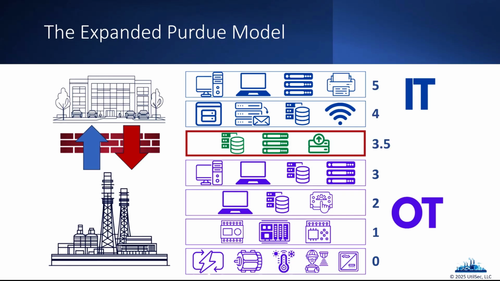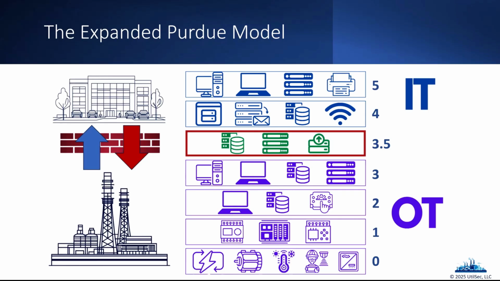So we have the IT network at levels 4 and 5, and we have OT at 0 through 3. Between IT and OT, we have what they call the IT-OT DMZ. This wasn't in the original Purdue model, but most everybody these days talks about level 3.5. It's the IT-OT DMZ, which is usually comprised of Windows machines, usually between two layers of firewalls, so that we can use it to move data in and out of the OT network securely.